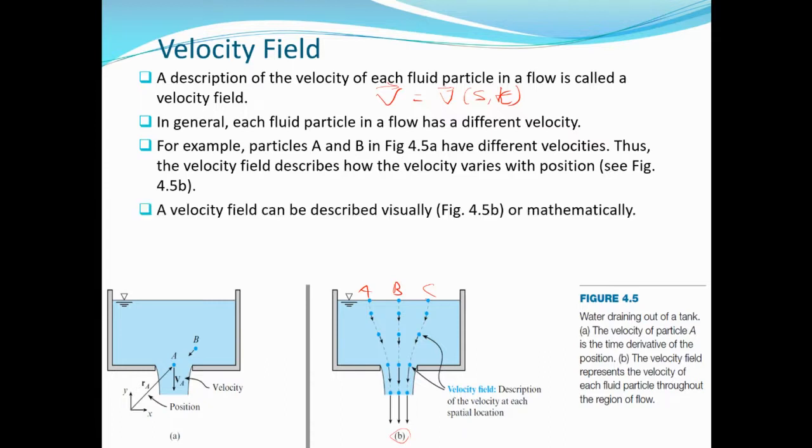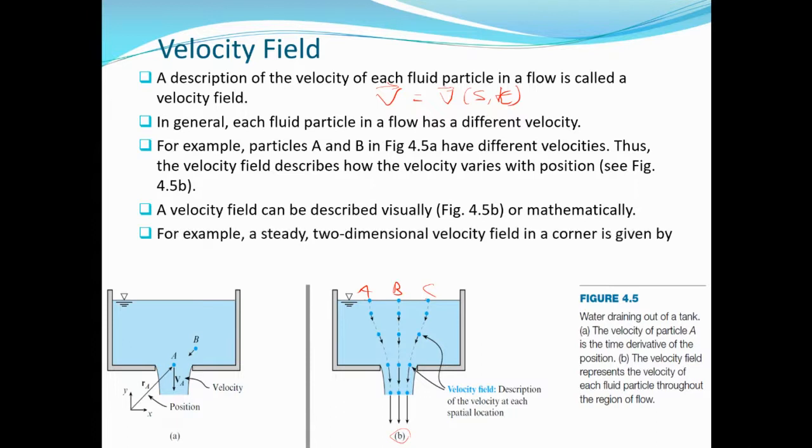A velocity field can be described visually. This is a visual description of the velocity field, showing the velocity vectors and the path taken by hypothetical particles A and B at the top of the water surface. Or it can be described mathematically. The mathematical description definitely should have terms involving space and time.